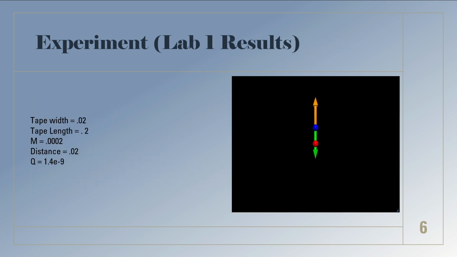Our initial conditions from lab 1 are on the left. Tape width was 0.02 meters, tape length 0.2 meters. Our Q we got, as stated earlier, was 1.4 e to negative 9 from the charged tape. And on the right, we can see that the second piece of tape is the blue going up. This is the system, and the red sphere is the tape on the desk, which is our surrounding.